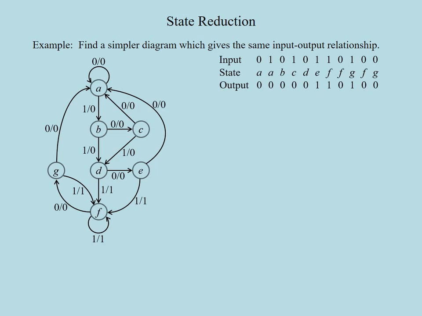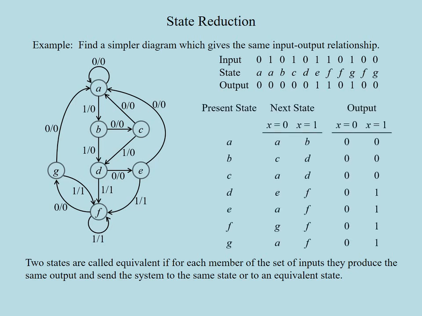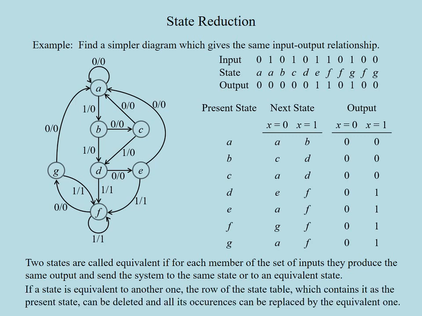To reduce the number of states under such constraints, we will make use of the equivalent states. Two states are called equivalent if for each member of the set of inputs, they produce the same output and send the system to the same state or to an equivalent state. Equivalent states are more easily located on the state table rather than the state diagram. If we can find such equivalent states in our state table, then we can delete the row of the state table which contains such a state as the present state, and we can replace all its occurrences by the equivalent one.